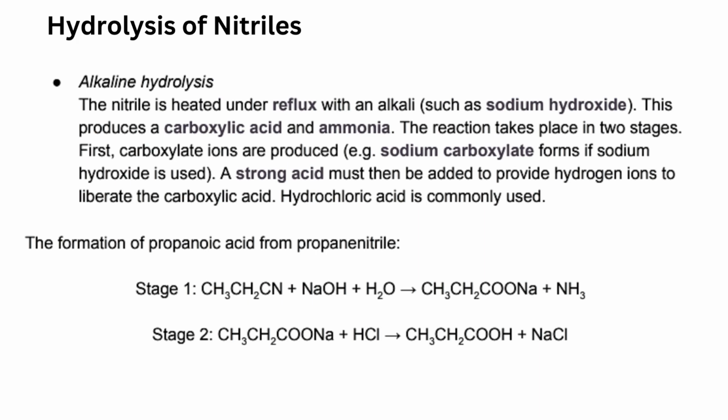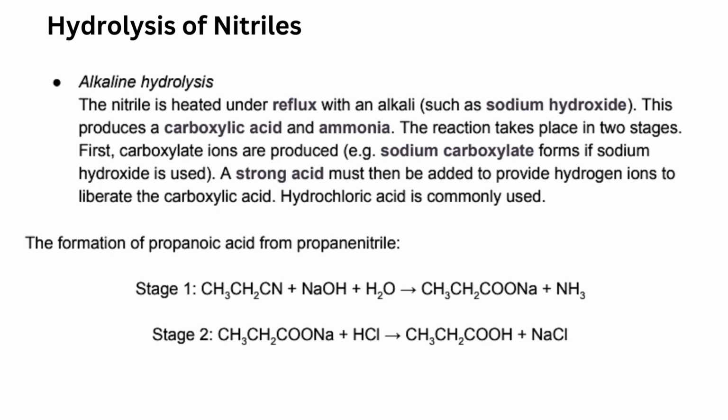Alkaline hydrolysis. The nitrile is heated under reflux with an alkali such as sodium hydroxide. This produces a carboxylic acid and ammonia. The reaction takes place in two stages. First, carboxylate ions are produced. For example, sodium carboxylate forms if sodium hydroxide is used. A strong acid must then be added to provide hydrogen ions to liberate the carboxylic acid. Hydrochloric acid is commonly used.